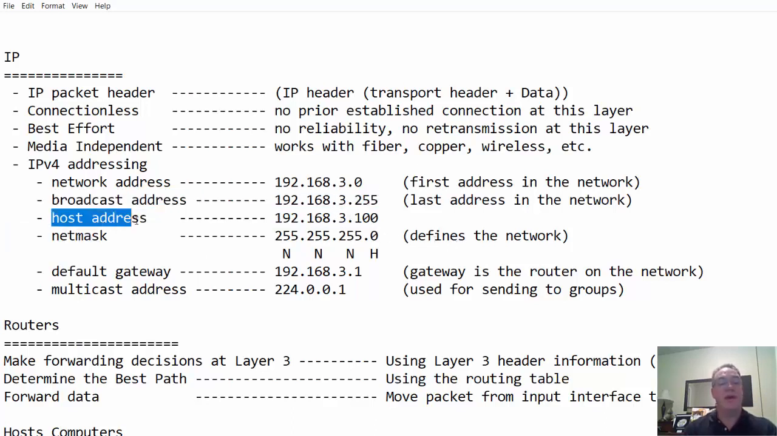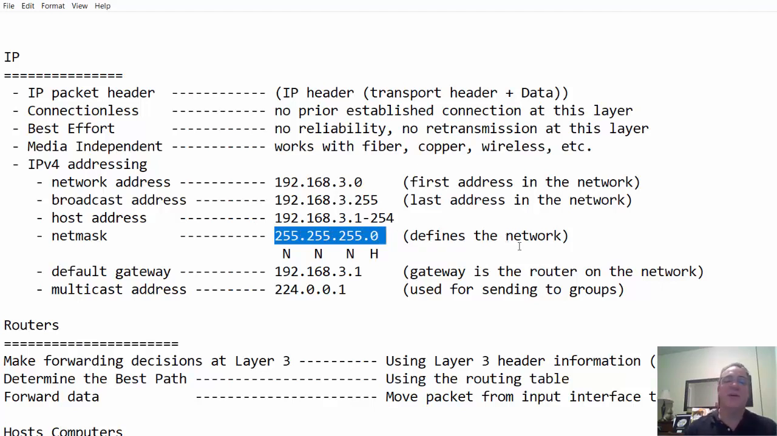So hosts on the network, that means PCs, computers, phones, servers, printers, can have addresses that would go anywhere from 1 all the way up to 254. So 1 all the way up to 254 could be the host address. All right, now a network is defined by the net mask, which is also called the subnet mask. So in a typical network like this, the subnet mask is usually 255.255.255.0. And that defines the network.